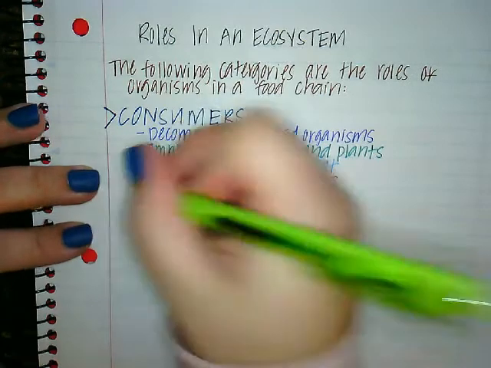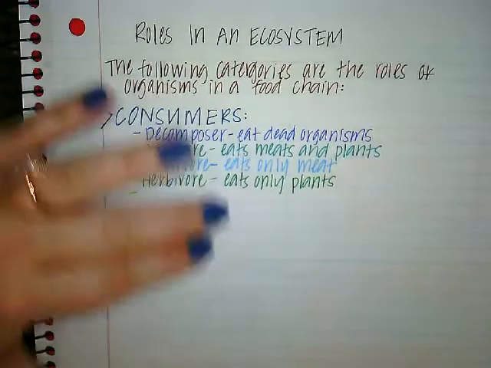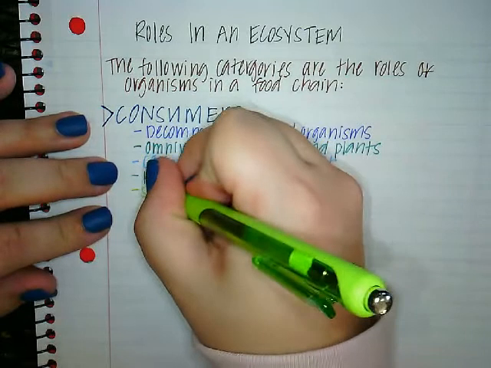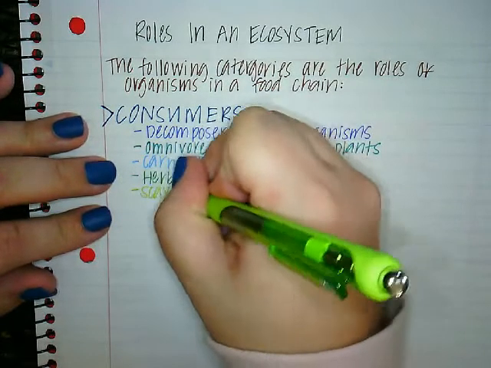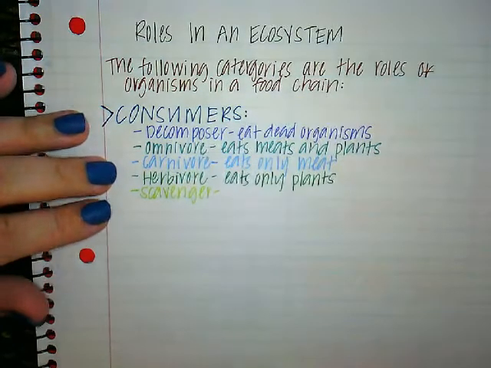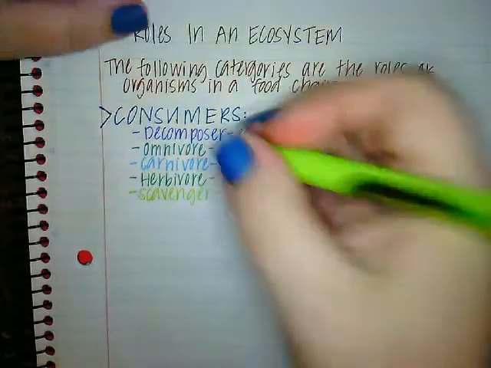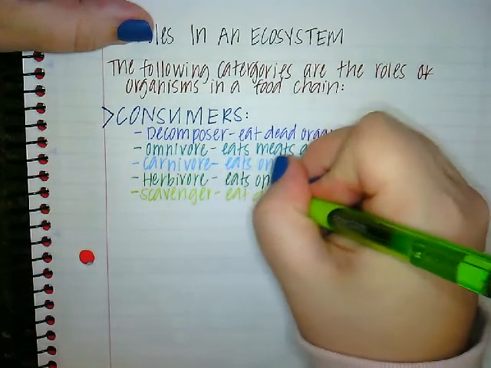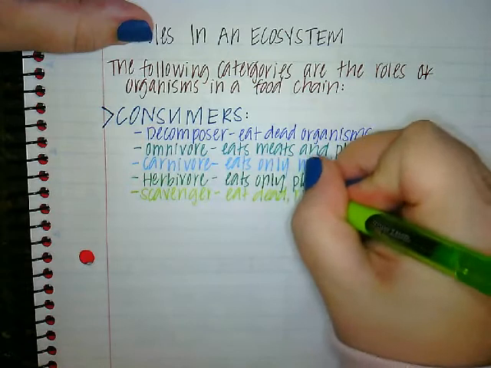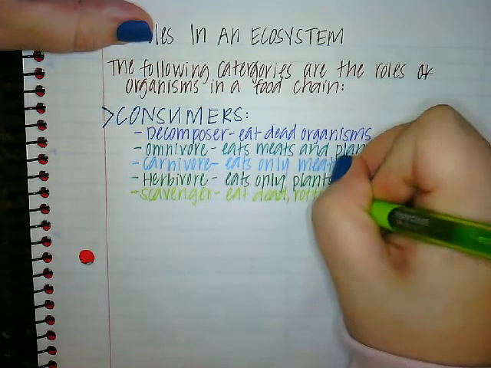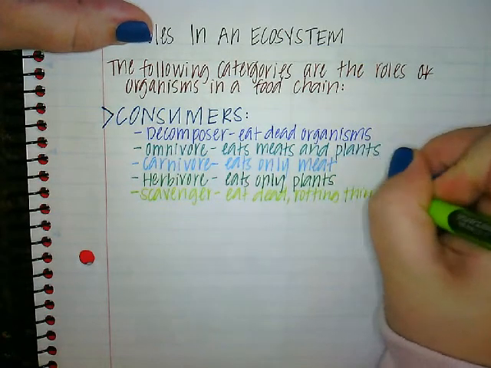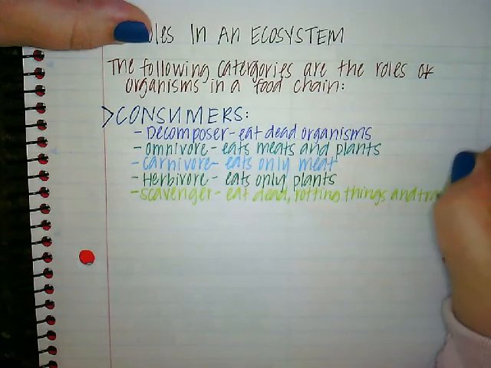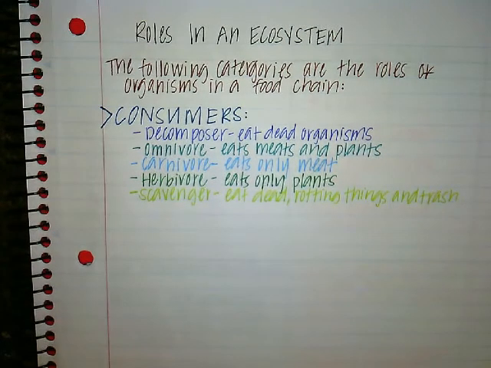All right, and then we're going to add one category. This one may be the only new one to you if you had already learned about these in elementary school, and that is a scavenger. Okay, and scavengers are kind of tricky. Scavengers eat dead, rotting things and like trash.